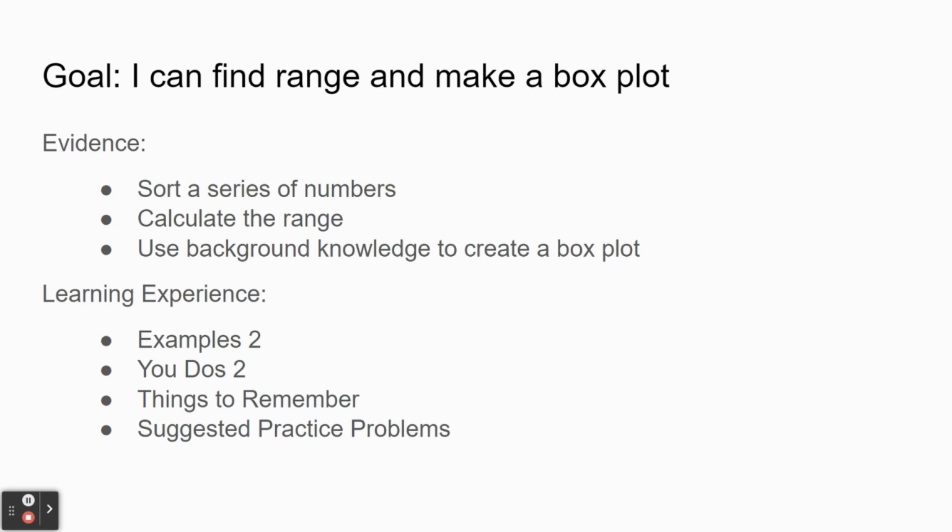Pretty much everything that you need to know in order to make a box plot, you already know how to do. It's just applying it to that specific thing. Our learning experience is there as well if you want to read it. Otherwise, we're going to move into our first example.